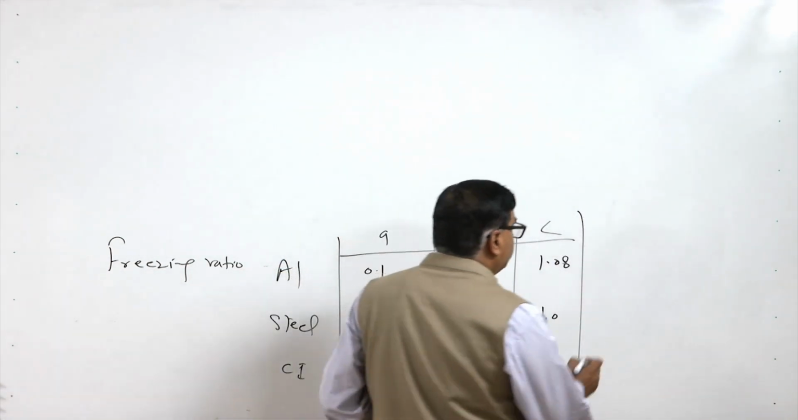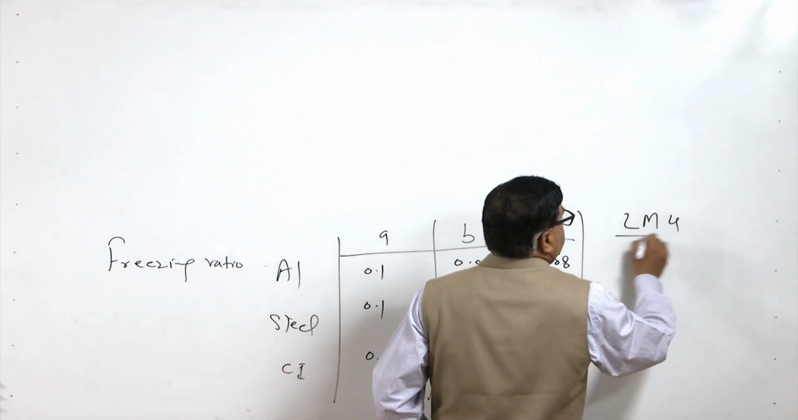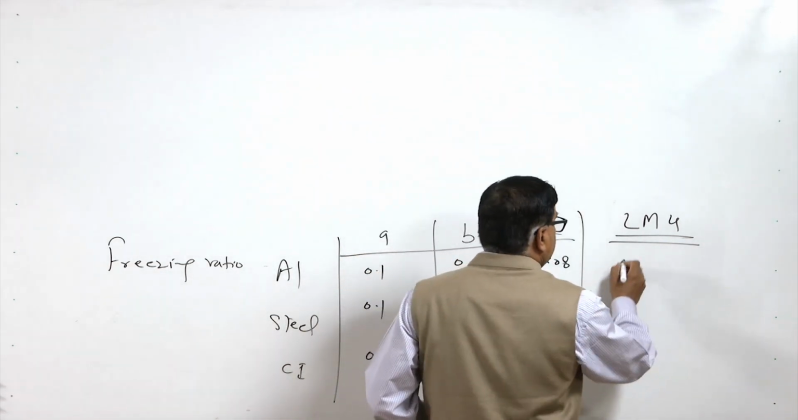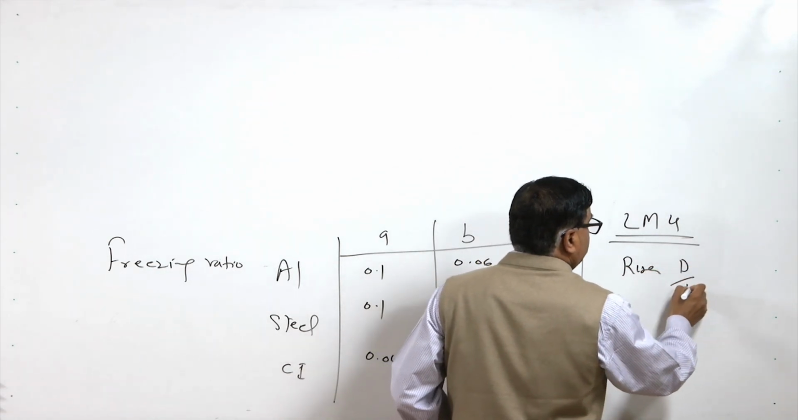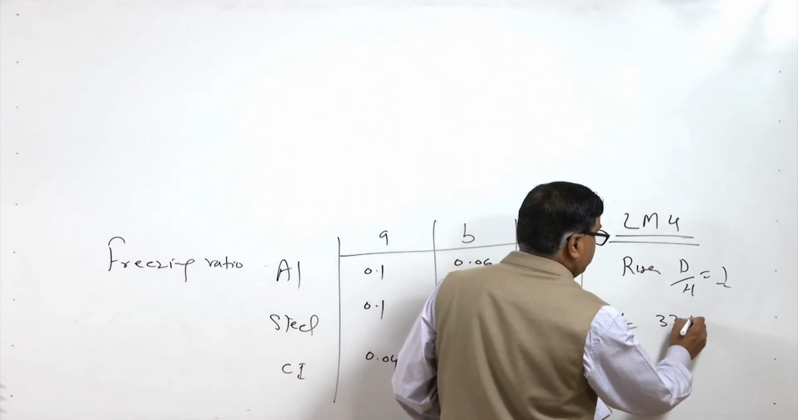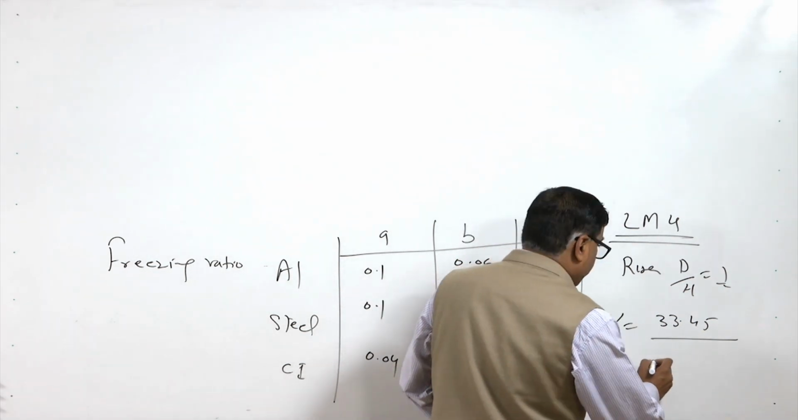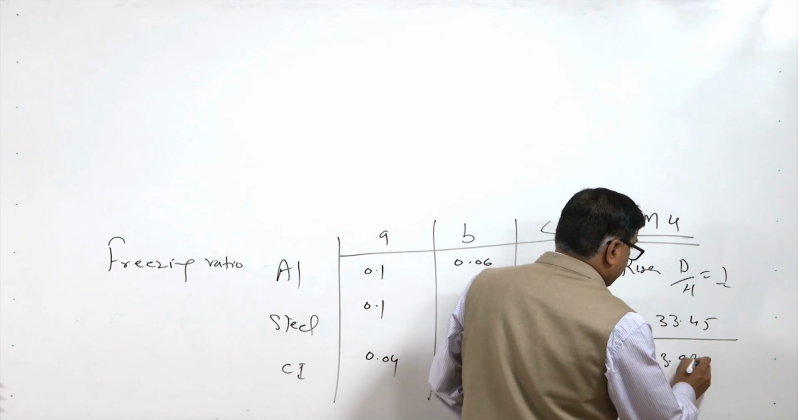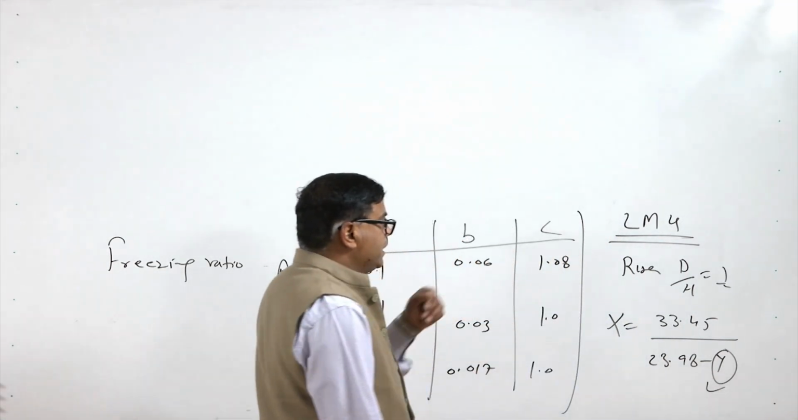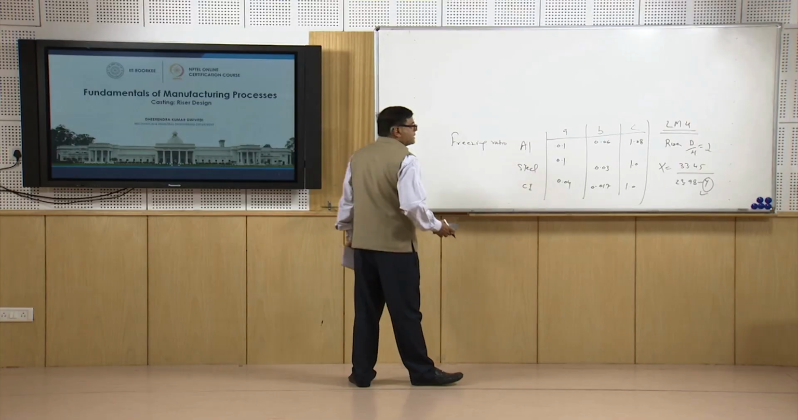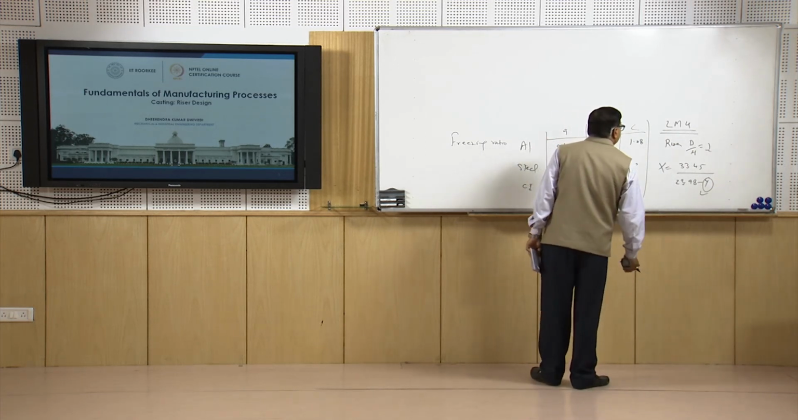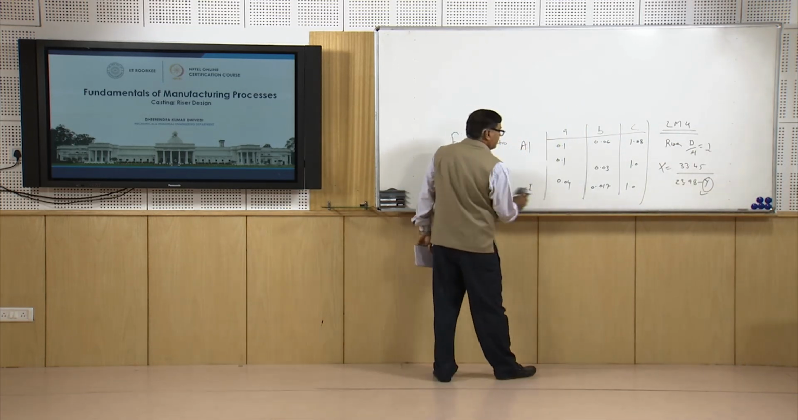One typical freezing ratio for one of the commonly used aluminum alloys, LM4: for the riser when the diameter to height ratio is 1, the freezing ratio is given by the equation X equals 33.45 divided by 23.98 minus Y. So, Y is used for determining the volume of the riser while considering this ratio D by H equal to 1, meaning the diameter to the height ratio of the riser is 1.